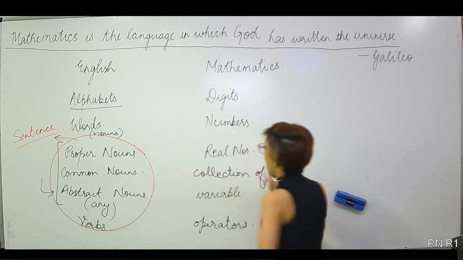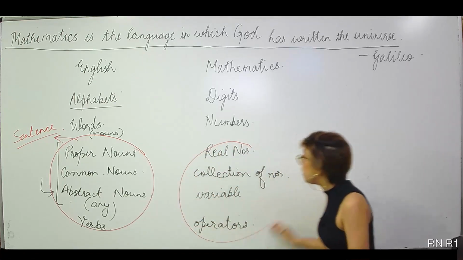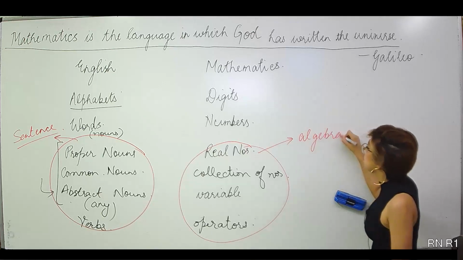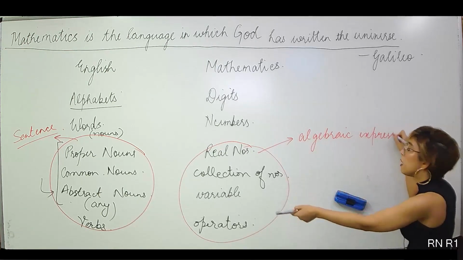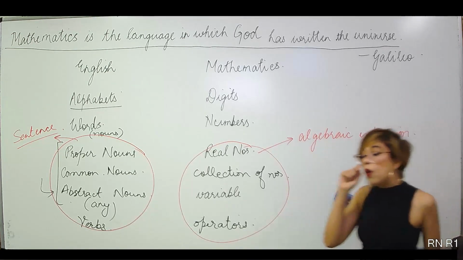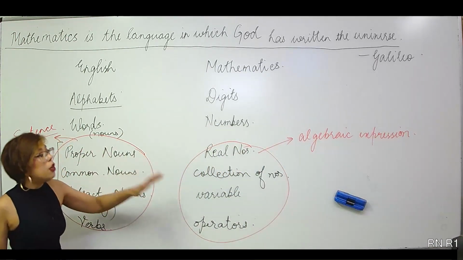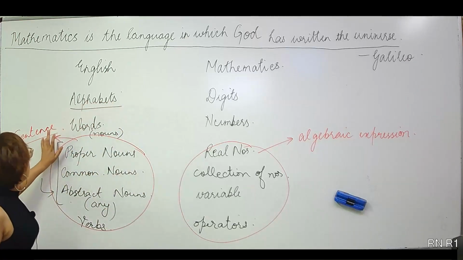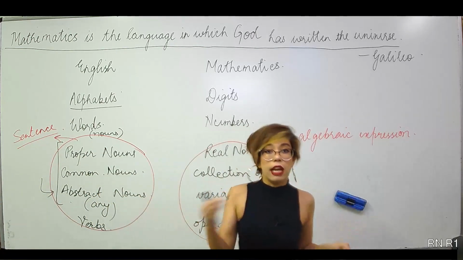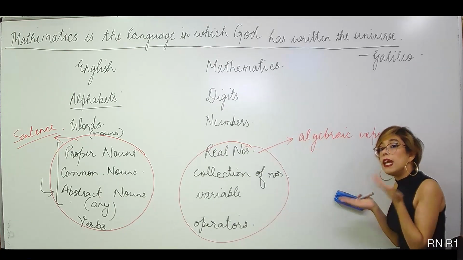Now, I have real numbers, I have variables, I have operators. If I combine all of them, I will get an algebraic expression, because I have numbers, I have variables, I have the plus and minus signs in between. In fact, today we are going to talk about algebraic expressions only. But before we move on, I want to emphasize the analogy between sentence and algebraic expression. You need sentences to convey your meaning in English. You need algebraic expressions to convey your meaning in mathematics.